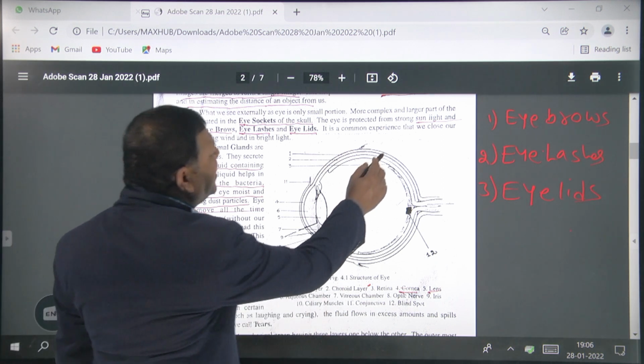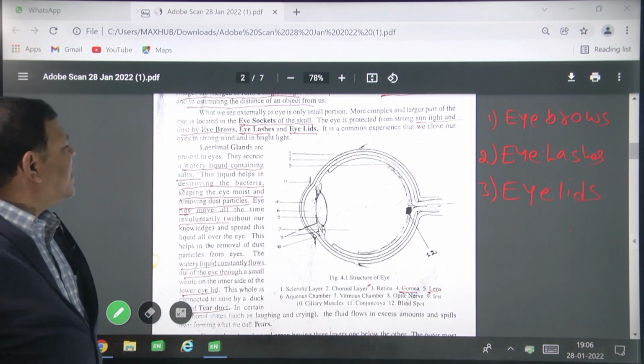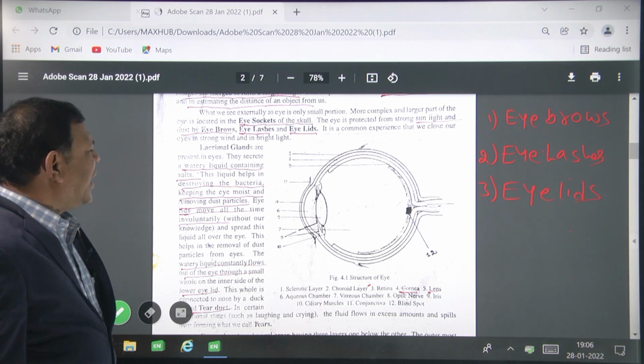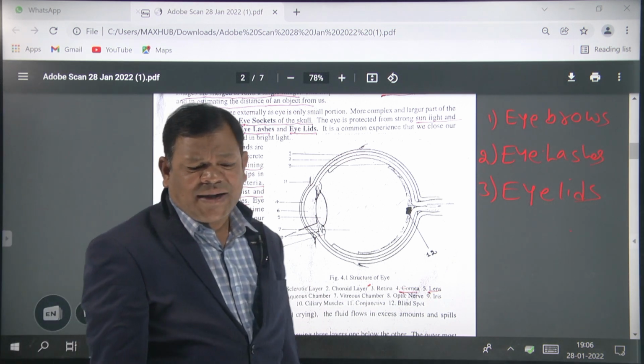The common experience that we can close our eyes in strong wind or in bright light. So this is the common point.